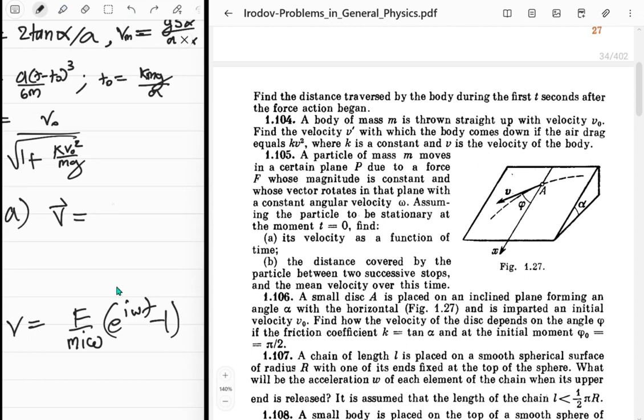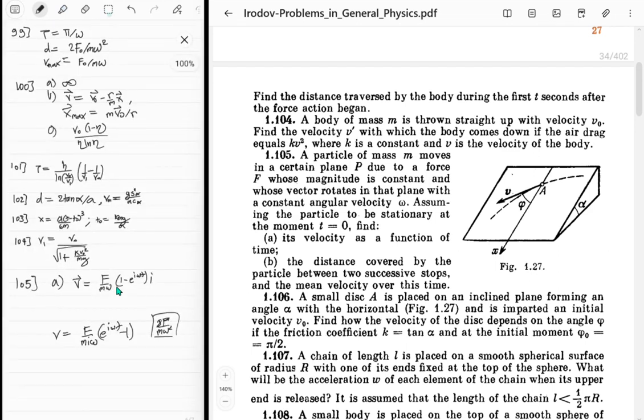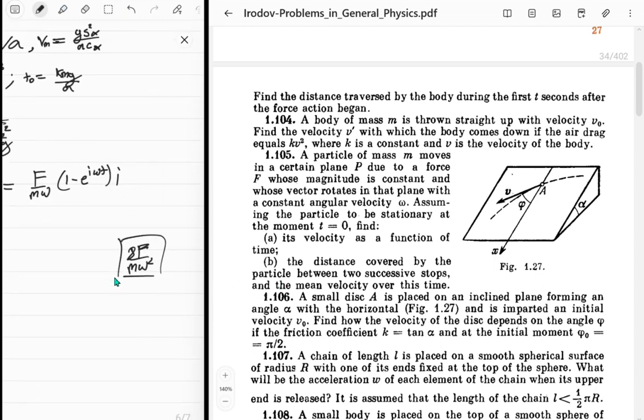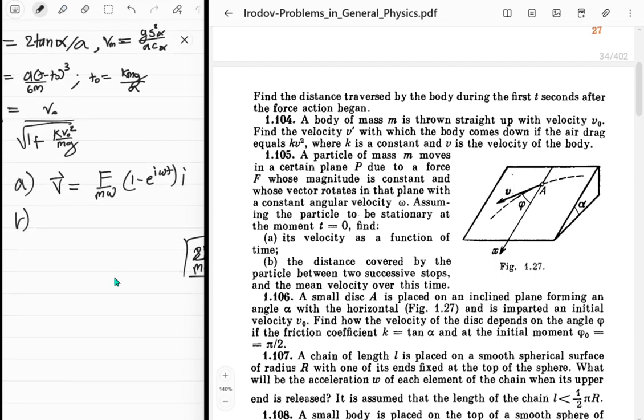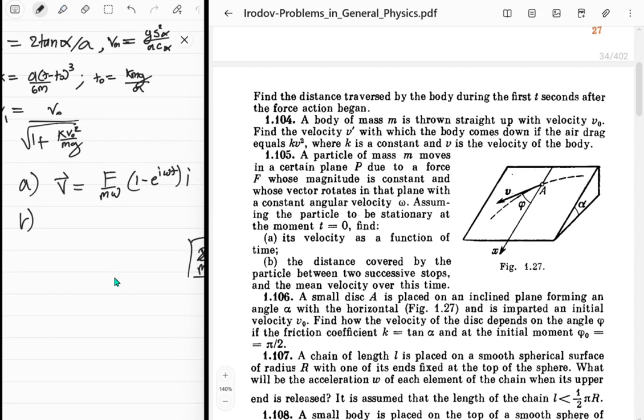F upon m omega into, well, just 1 minus e power i omega t, that times iota. That's it. That's our velocity vector, right? It varies like this, whatever the xy axes are, however they're located. And the distance traveled is just 8f upon m omega squared.